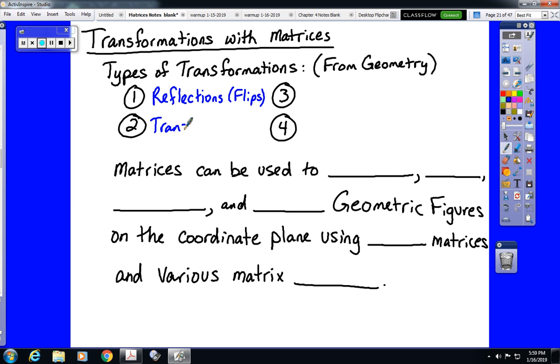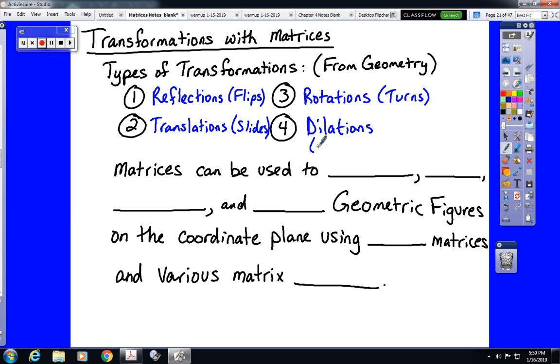Translations, more commonly known as slides. We have rotations, occasionally taught as turns. And we have dilations. Now, dilations are unique. There are actually 2 different types. You have enlargements and reductions, depending on whether you're making your object larger or smaller.